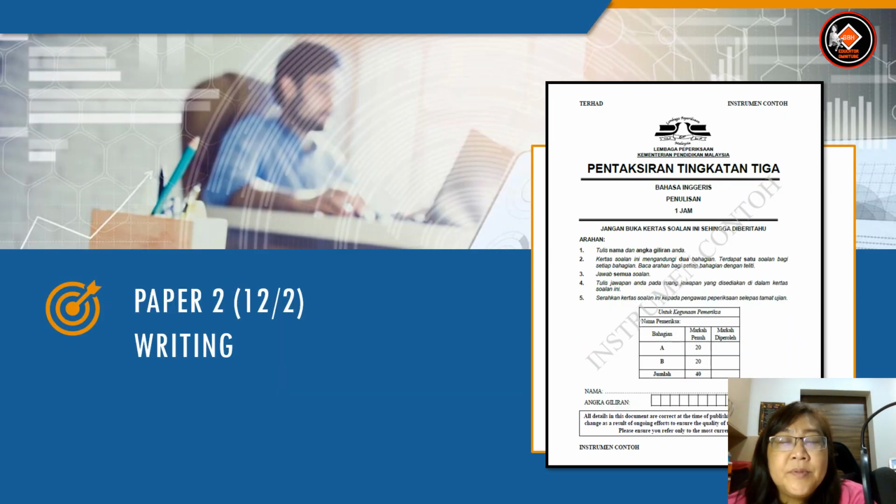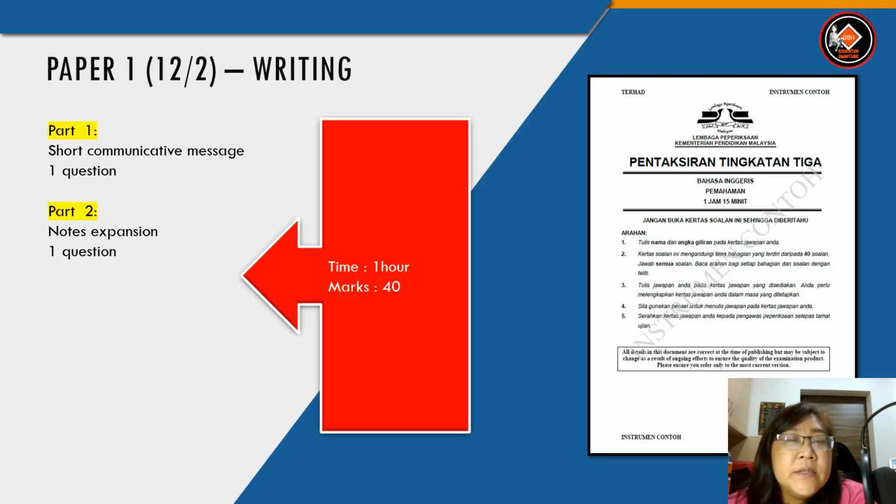This is the writing paper, and remember the code is 12/2. So here you have part 1 and part 2. Again, short communicative message is part 1. You have to answer one question, and the next part, part 2, is notes expansion. There is also one question. Time is 1 hour, marks 40.